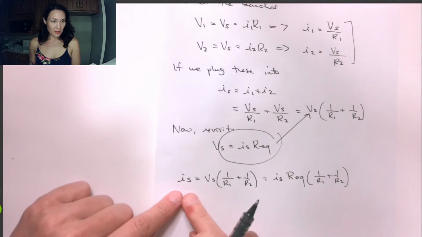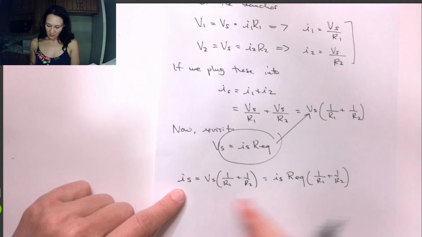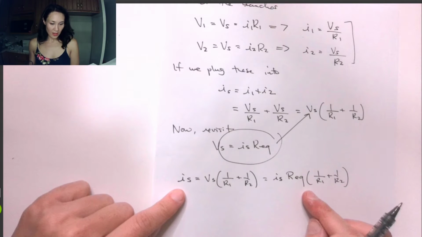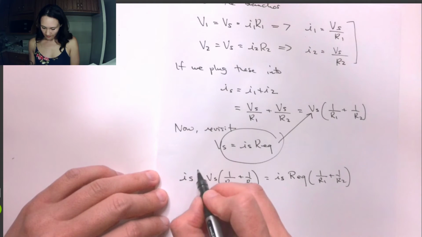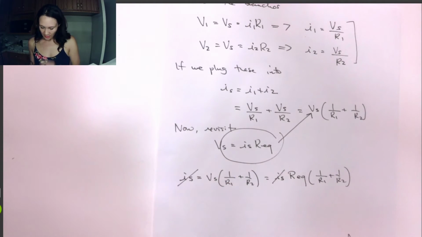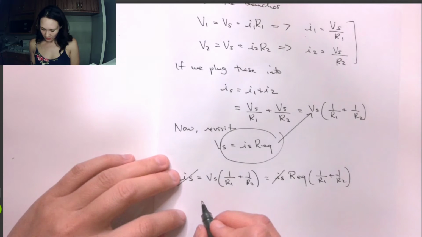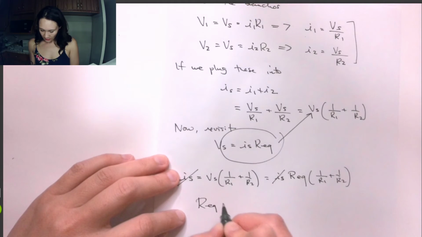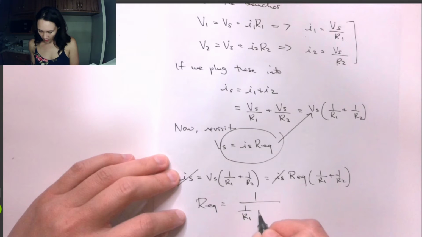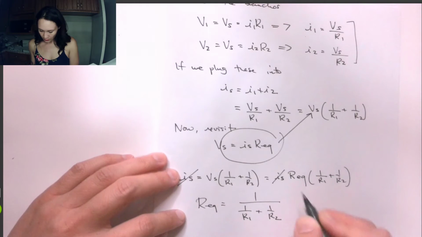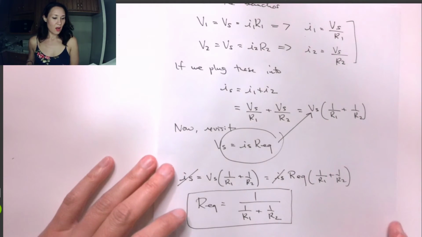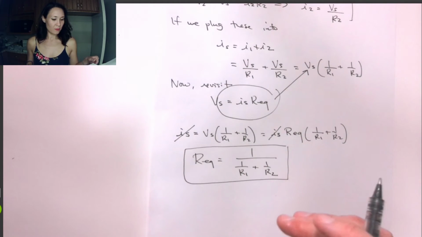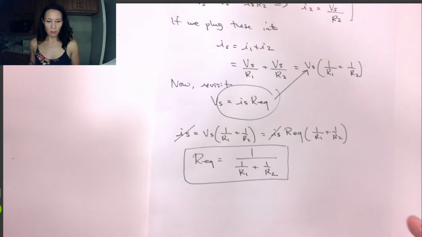So now on the left-hand side here I have an Is. On the right-hand side I also have an Is. So these guys are going to cancel. And then I'm left with 1 equal to R equivalent times 1 over R1 plus 1 over R2, so 1 over R equivalent is equal to 1 over R1 plus 1 over R2. Okay, so this is how we find R equivalent for resistors in parallel.